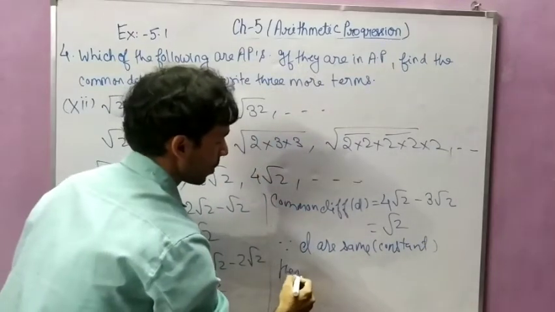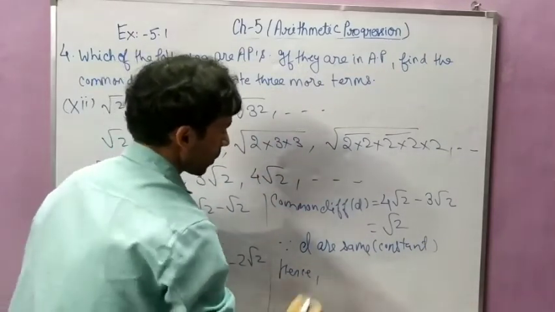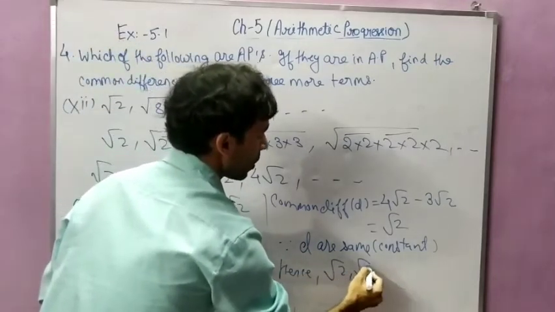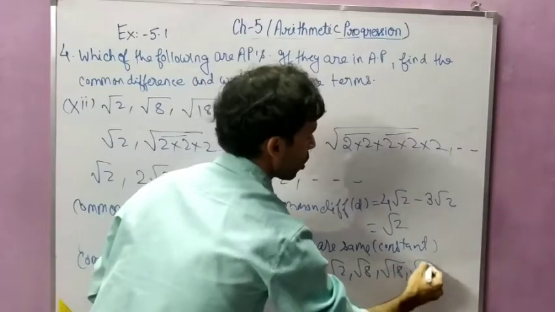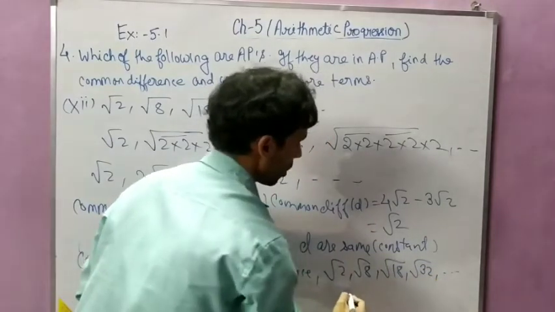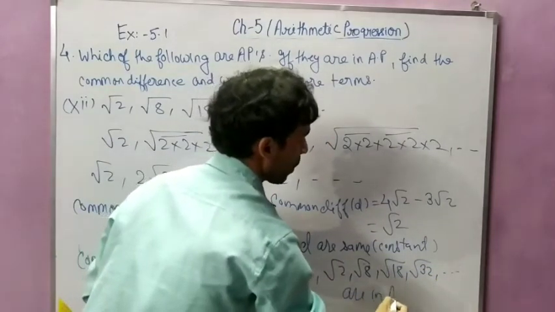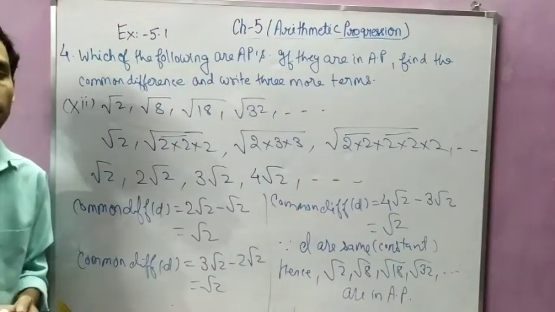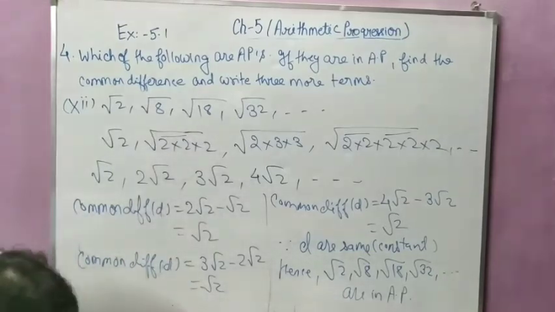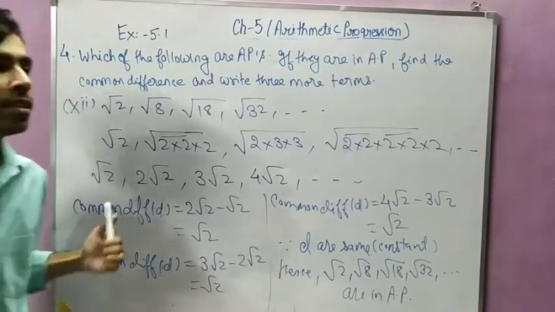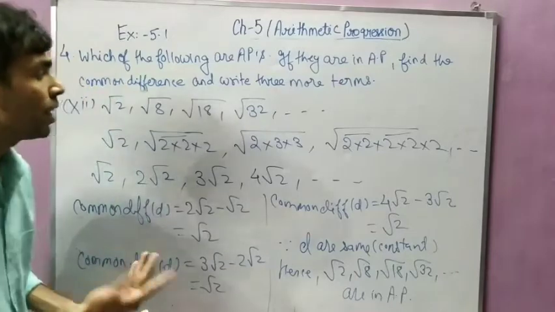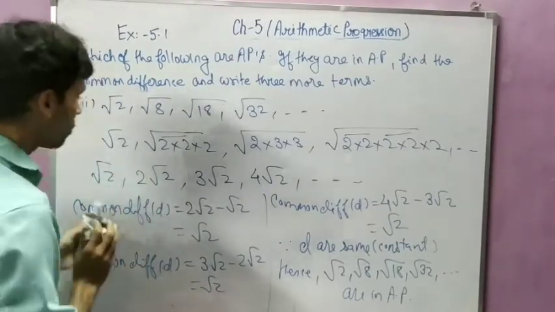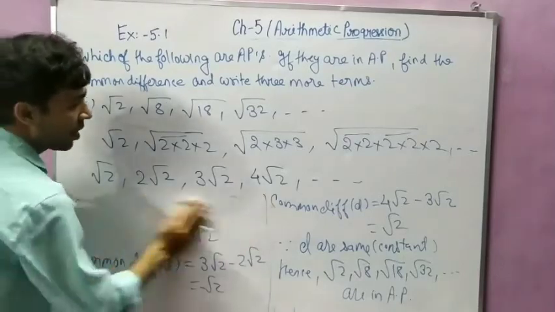Hence root 2, root 8, root 18 and root 32 ... are in AP. Okay, so by that you can do. I hope you have understood. Because common difference is same, they are in AP. So now, because they are in AP, we have to write the next 3 terms also. So what will be the next 3 terms, student?